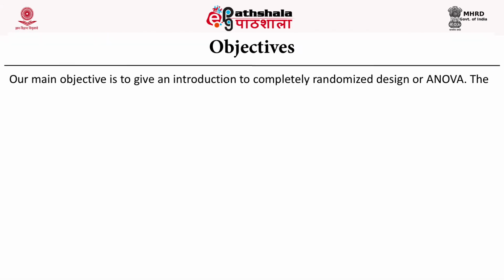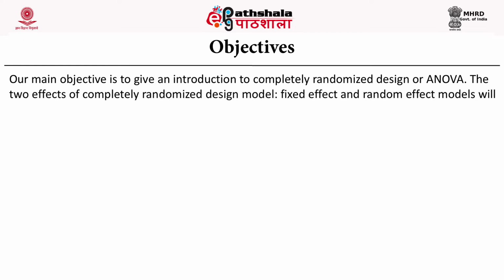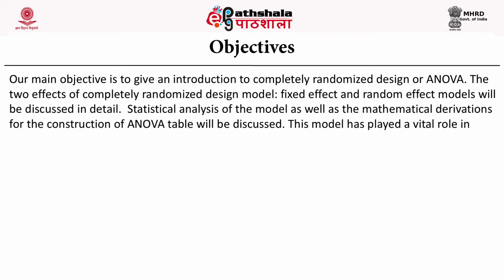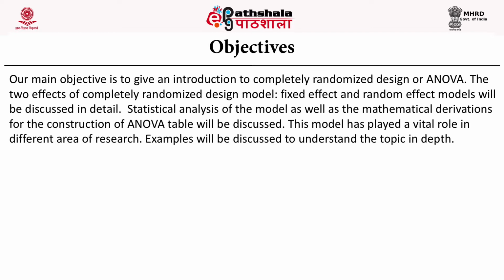Our main objective is to give an introduction to completely randomized design, or ANOVA. The two effects of completely randomized design model, first is fixed effect and random effect models, will be discussed in detail. Statistical analysis of the model as well as the mathematical derivation for the construction of ANOVA table will be discussed. This model has played a vital role in different areas of research. Examples will be discussed to understand the topic in depth.